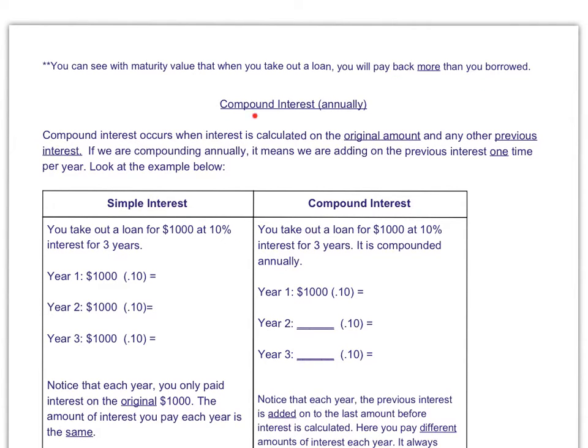So now we're going to look at compound interest. Compound interest occurs when interest is calculated on the original amount and any other previous interest. If we are compounding annually, it means we are adding on the previous interest one time per year. So look at these examples below.